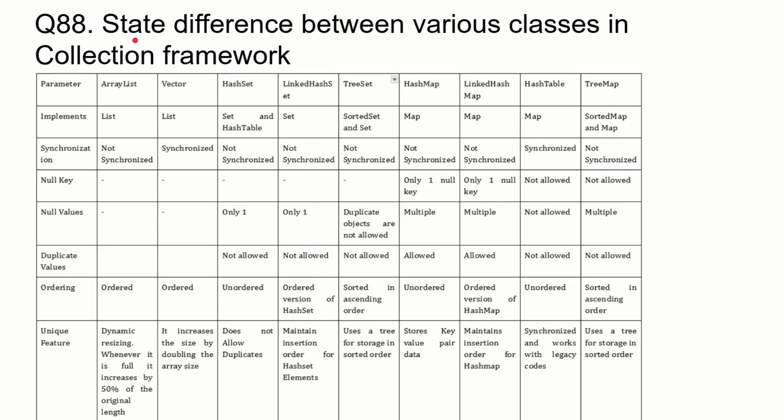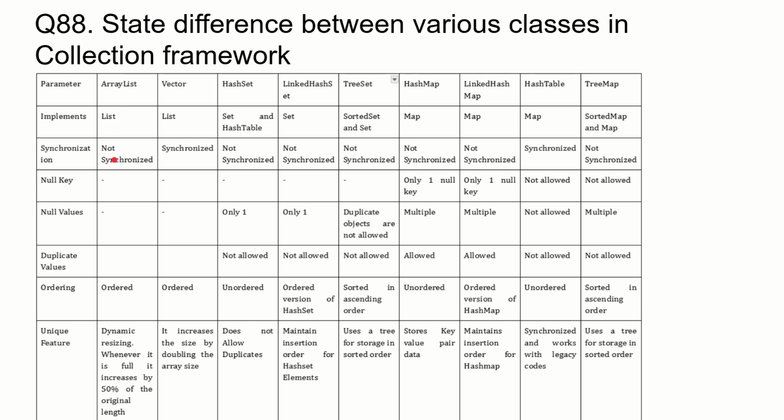This is the comparison of all the classes of the collection framework. Since multiple differences can be asked, I have compiled them into one table so we can understand with the help of parameters. Implements: ArrayList implements List, Vector also implements List, HashSet implements Set, and LinkedHashSet implements HashSet, Set. TreeSet implements SortedSet and Set. HashMap implements Map. LinkedHashMap implements Map. Hashtable implements Map. And TreeMap implements SortedMap and Map.